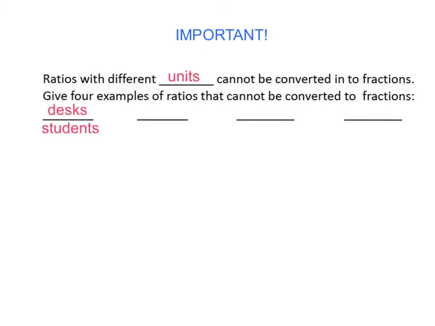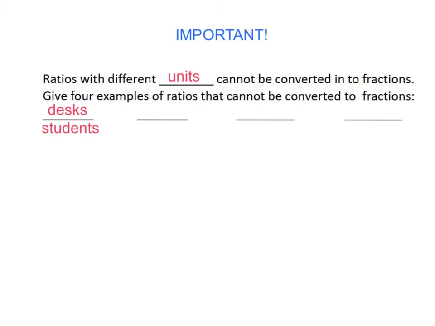So if we're talking about the number of desks per students in a classroom, that is definitely a ratio because you're comparing two items or two quantities, but you're talking about two totally different things. There's no way that you can even figure that desks are at all related to or similar to students. They're two totally different items. So when you have a situation or ratio like this, you cannot convert that into a fraction.